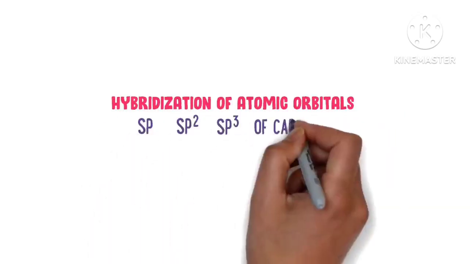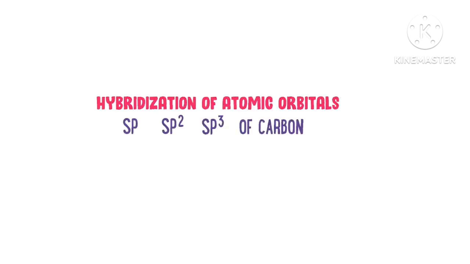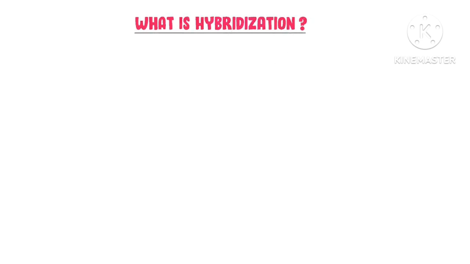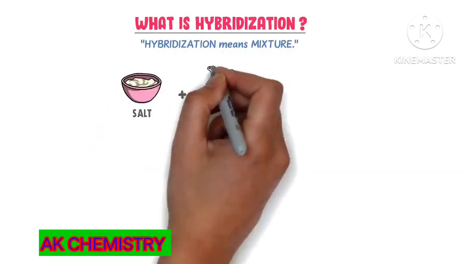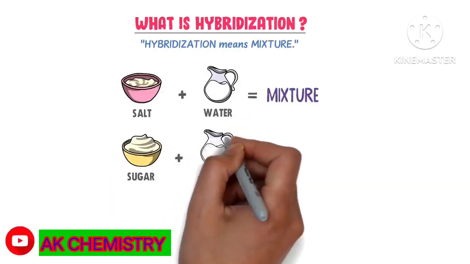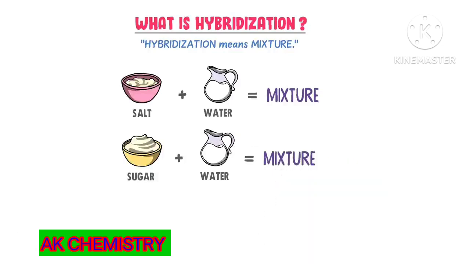Hybridization of atomic orbitals, and sp2 sp3 hybridization of carbon. Firstly, let me teach you what hybridization is. Well, the word hybridization means mixture. For example, when you mix salt plus water, you get a mixture. When you mix sugar plus water, you get a mixture.